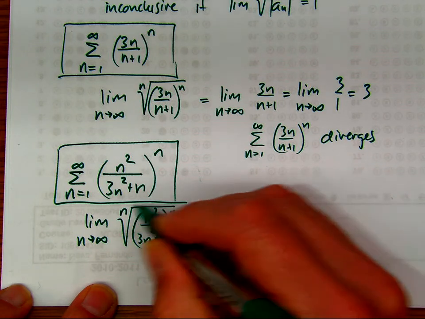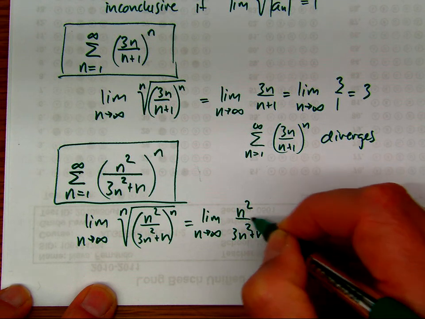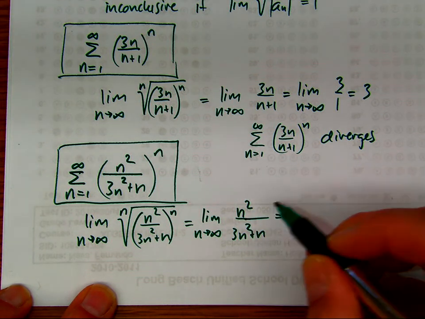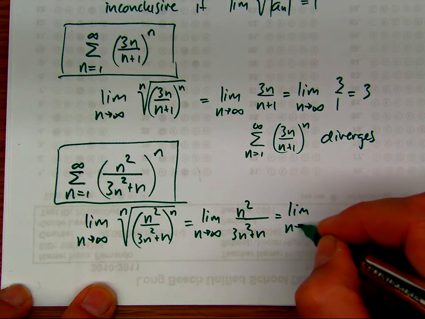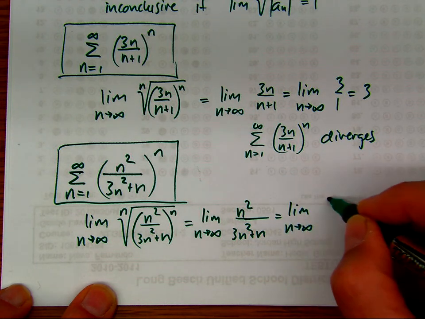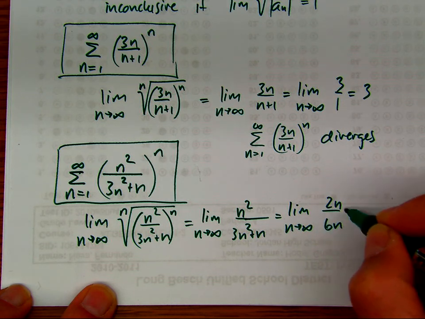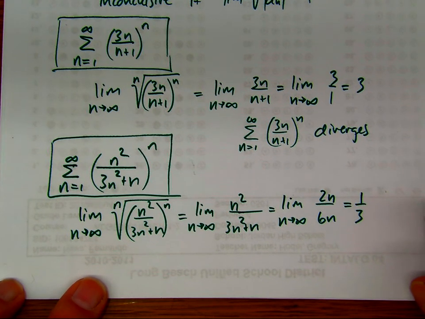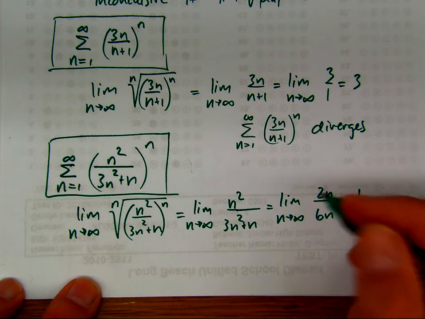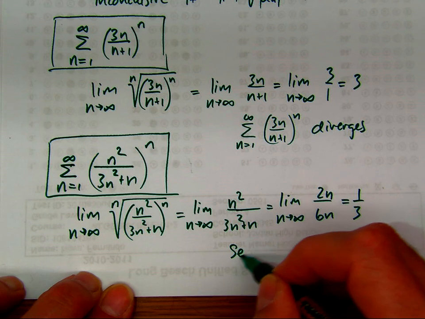We get n squared over 3n squared plus n, which is infinity over infinity, so we do L'Hopital's rule, and we'll have 2n over 6n. We can evaluate that. Canceling the n, we get 1/3. So the limit of the ratio is 1/3, and that means that the series converges.